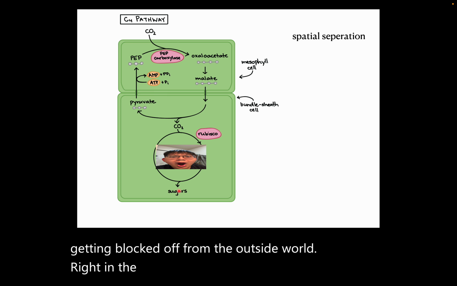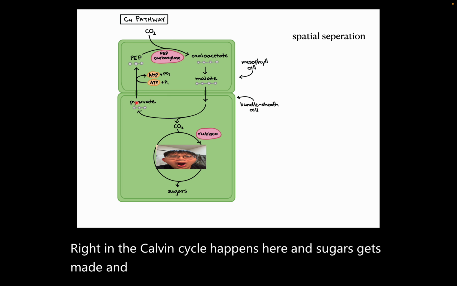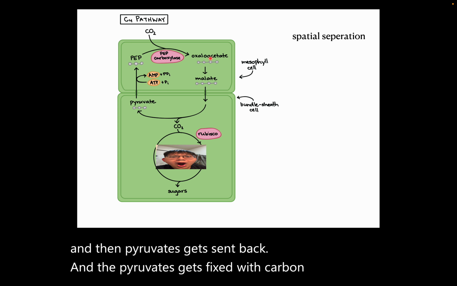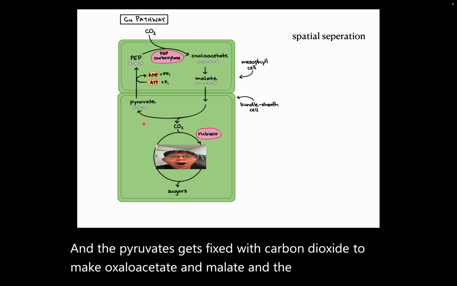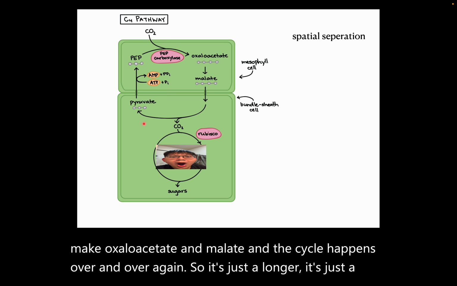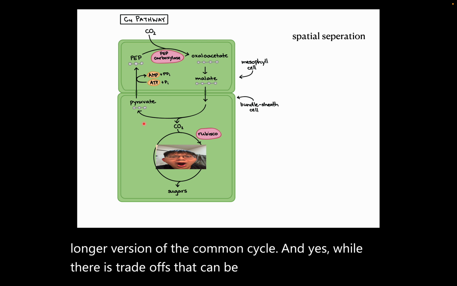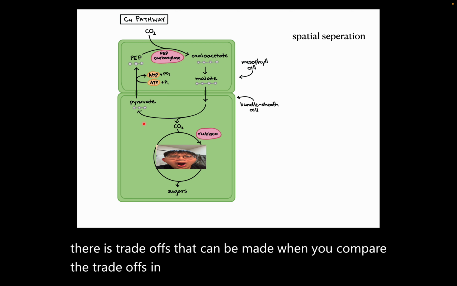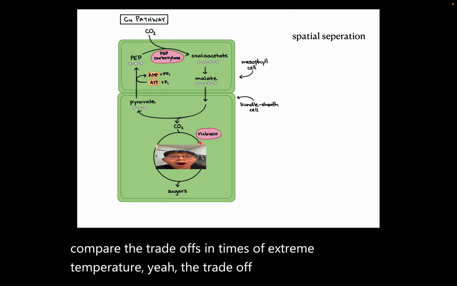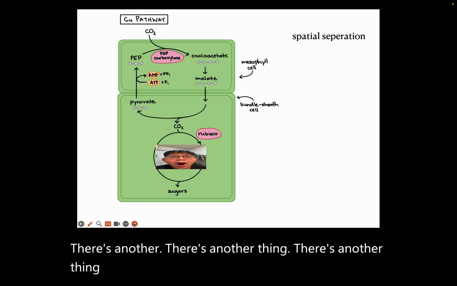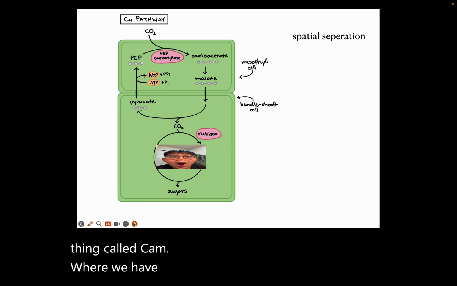And the Calvin cycle happens here, and sugars get made, and then pyruvates get sent back, and the pyruvates get fixed with carbon dioxide to make oxaloacetate and malate, and the cycle happens over and over again. So it's just a longer version of the Calvin cycle. And yes, while there are trade-offs, when you compare the trade-offs in times of extreme temperature, the trade-off becomes worth it.